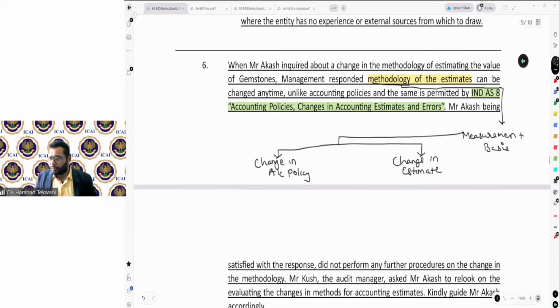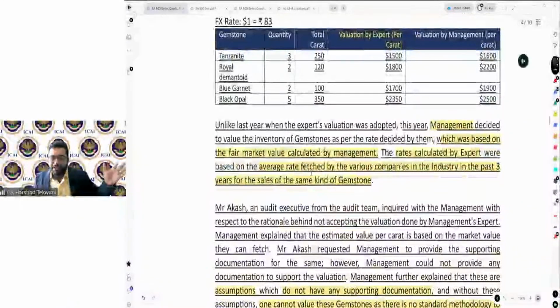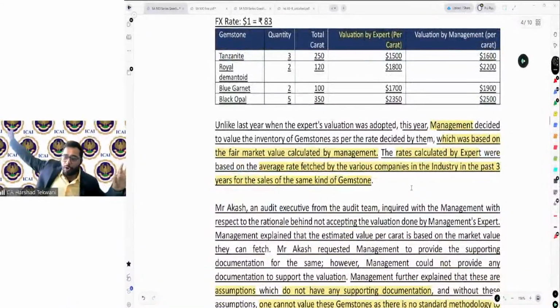What is the change here? Is it a change in accounting policy or a change in estimate? I have changed the measurement basis for the estimate. Earlier, the measurement was done by valuation, now I am moving to fair market value. Earlier, it was based on historical cost, now it is based on the fair market value I can fetch. Earlier, the valuation was based on the average rate fetched, so past data. Now I am looking towards future data, the amount I can fetch. So there is a change in the measurement basis.